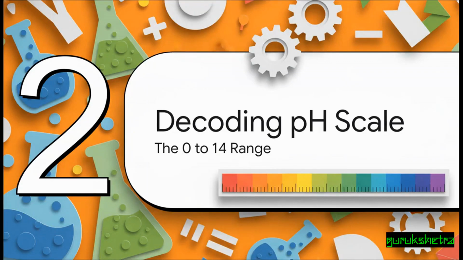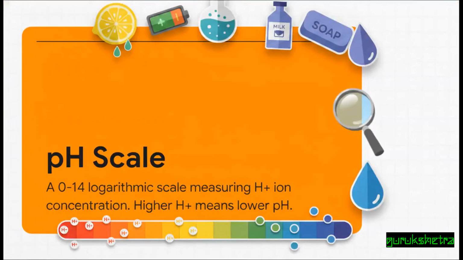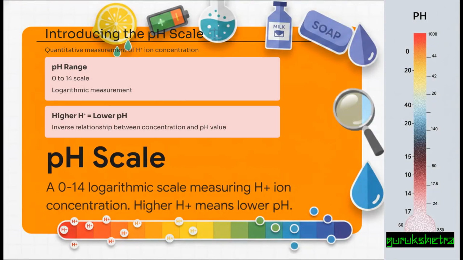Moving right along to section 2, decoding the pH scale. Okay, so what exactly is the pH scale? Think of it as a 0 to 14 logarithmic scale used for the precise quantitative measurement of hydrogen ion concentration. And because it's a logarithmic scale, a drop of just one single number actually means it's 10 times more acidic. So the absolutely crucial thing to remember here is this inverse relationship. A higher H+ ion concentration actually equals a lower pH value. I know, it sounds a little counterintuitive at first, but just remember, the more crowded the solution is with those acidic hydrogen ions, the closer that number drops all the way down towards 0.